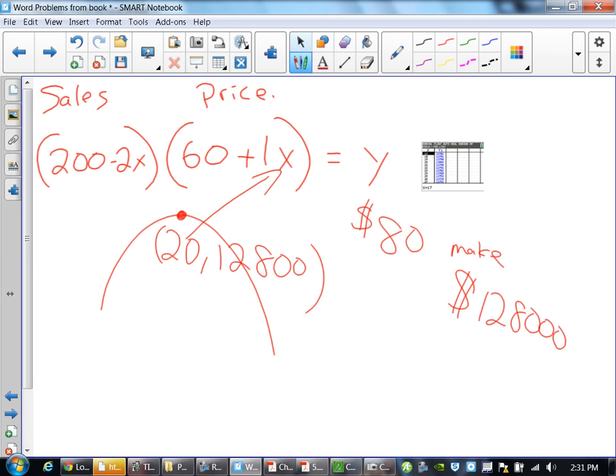It might not be profit, but I'll make a maximum sales. That's too many zeros. That's a whole lot of shoes.